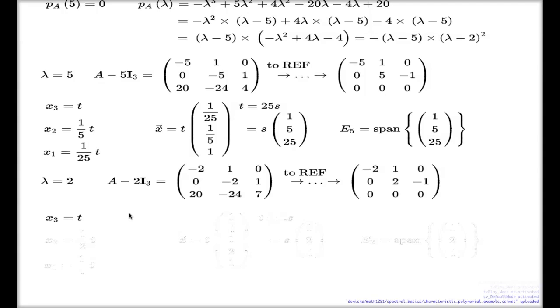x3 I'll set to t. Then from the second line, I can solve for the second unknown, x2. Here's a solution: it's 1/2 of t. And then from the first line, I can solve for x1. It will be 1/2 of x2, which is in turn 1/2 of t. So it's 1/4 of t.